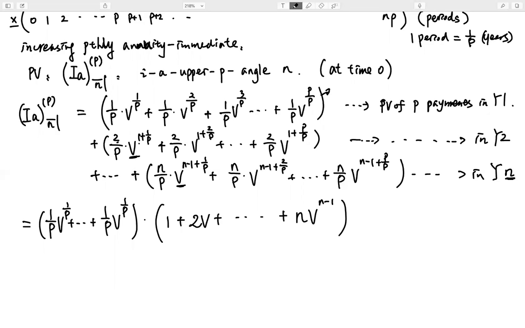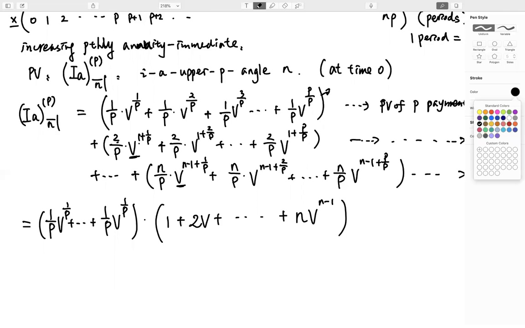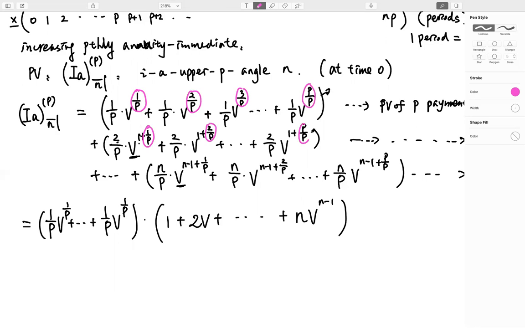If you pay attention to the power, let me get a different color to circle. So here's 1 over p, 2 over p, 3 over p, goes up to p over p. So you see here, the same, it's repeating. So I just need to factor out this part, then that's what I will get. It's here, and n comes from there.